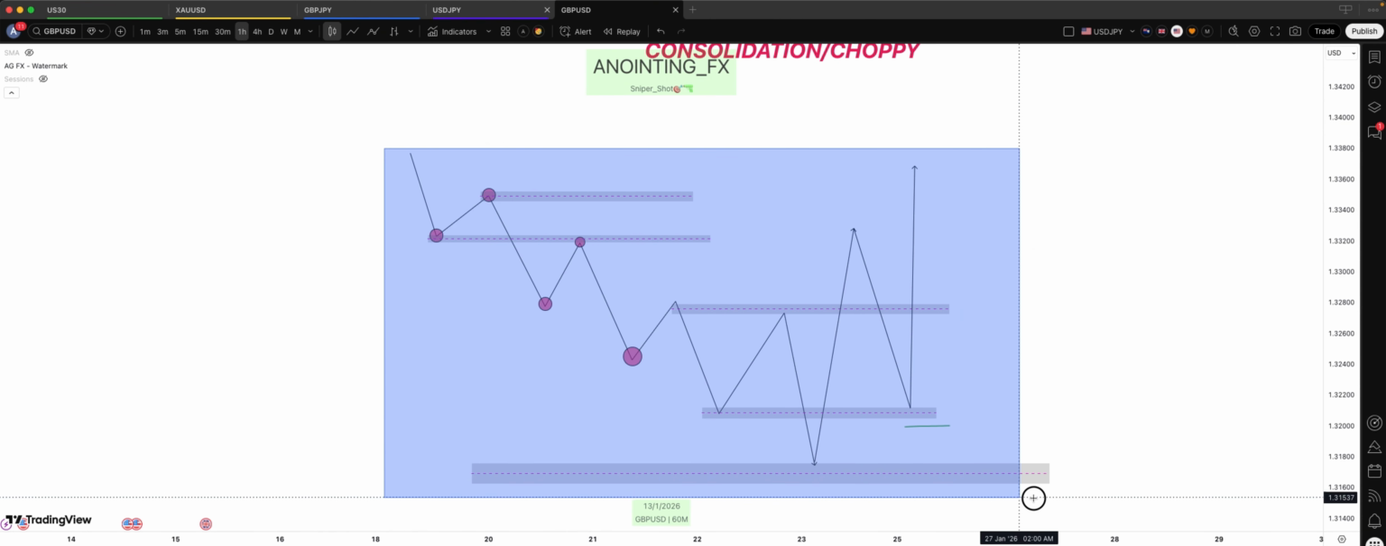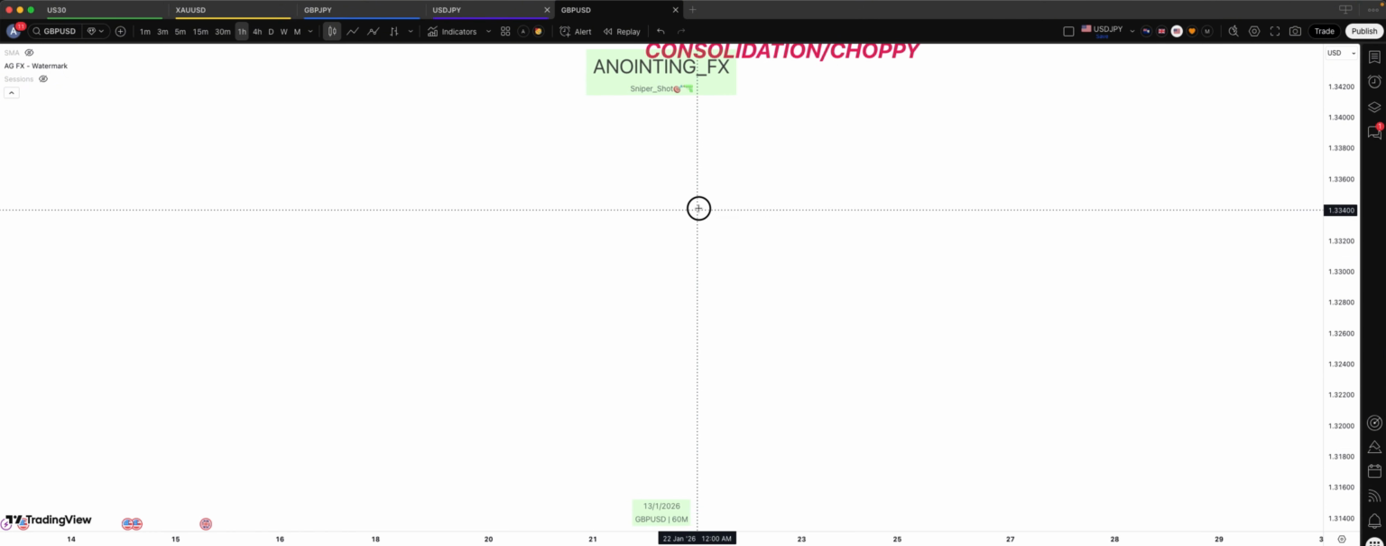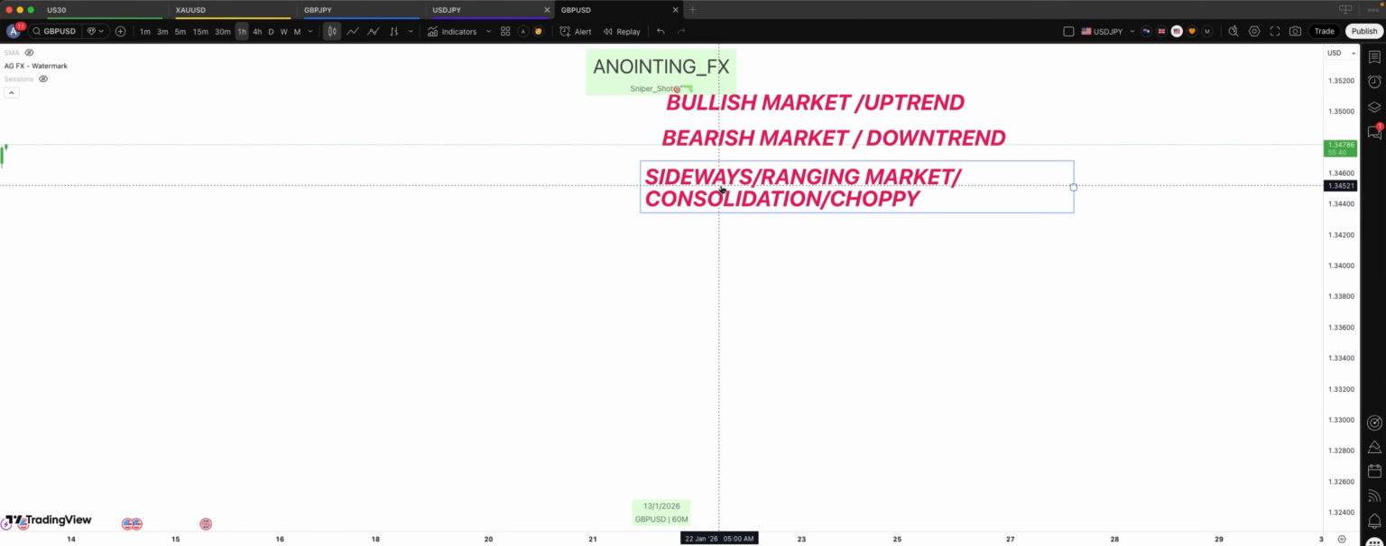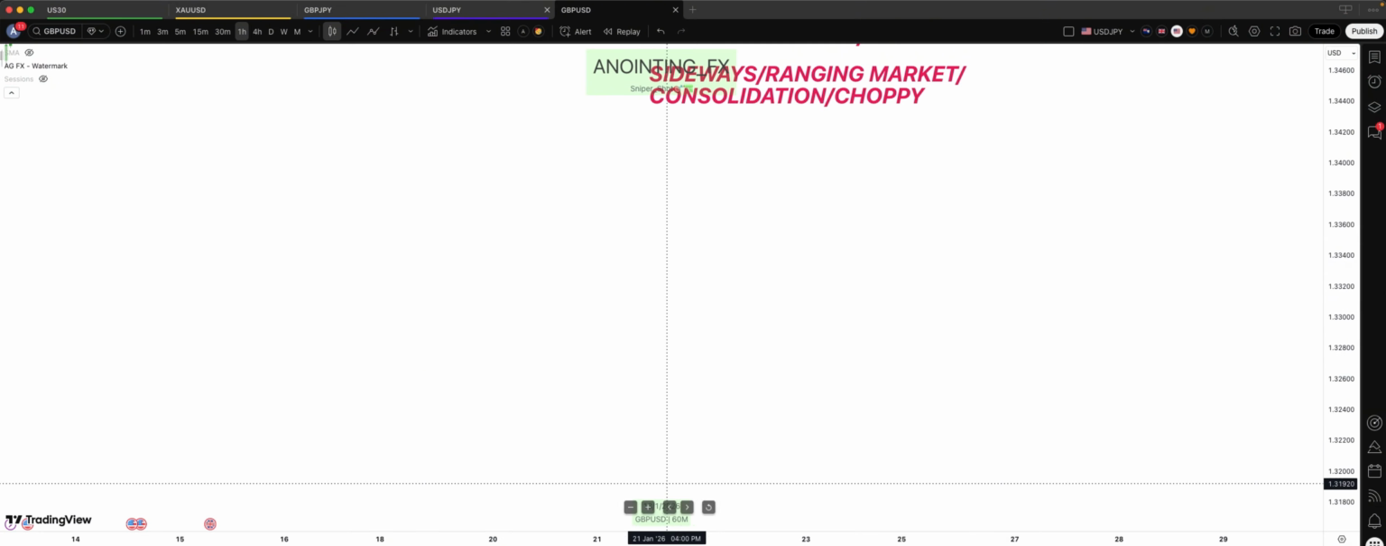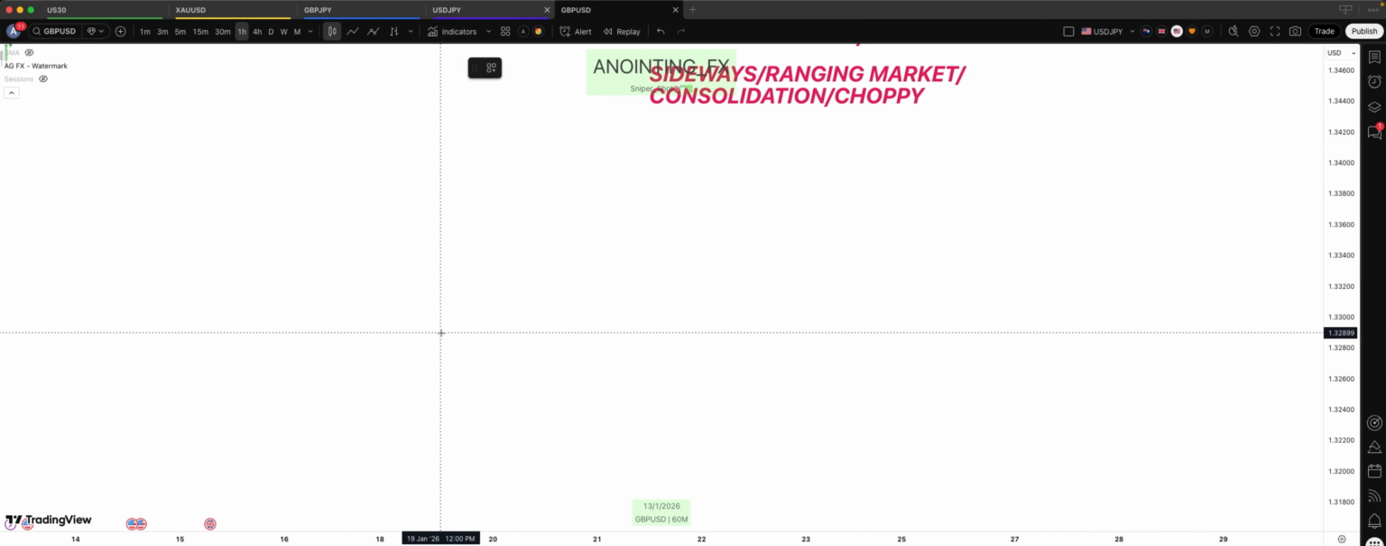It applies to the buying market too as well. So now let's look at the next thing. The next one we are looking at is the sideways ranging market, or consolidation, or choppy market. This one does not give you a clear direction of the market. It tells you that the market is at equilibrium. Both buyers and sellers have the same strength.